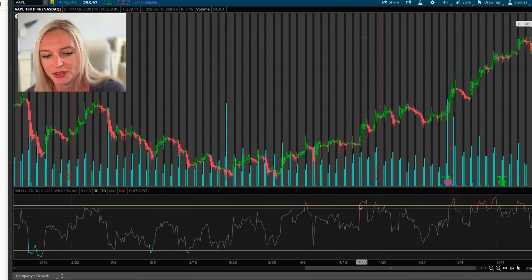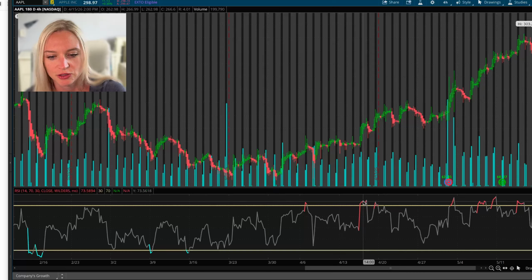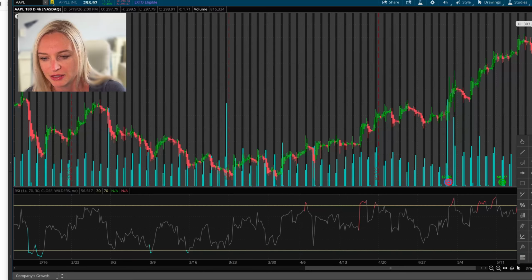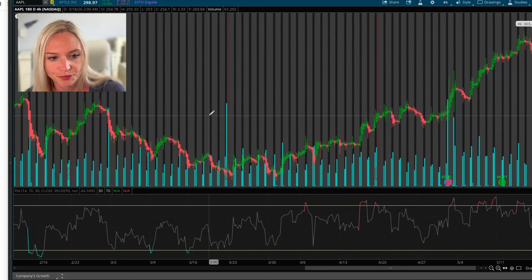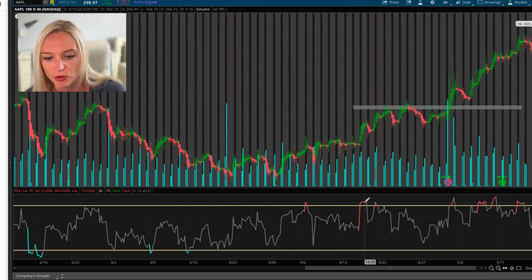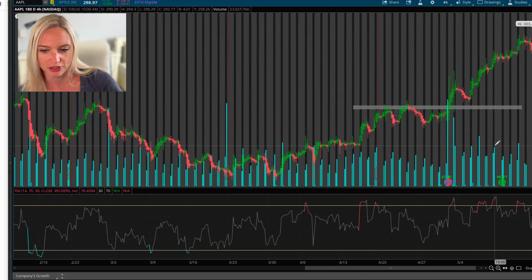So check this out. If you start looking here, because it's over 70, you're looking for shorts. Let's see if that really worked out for you. If you're going to take this zone where it told you to go short, right? If you completely only use this one indicator, it's not going to give you the best entries.